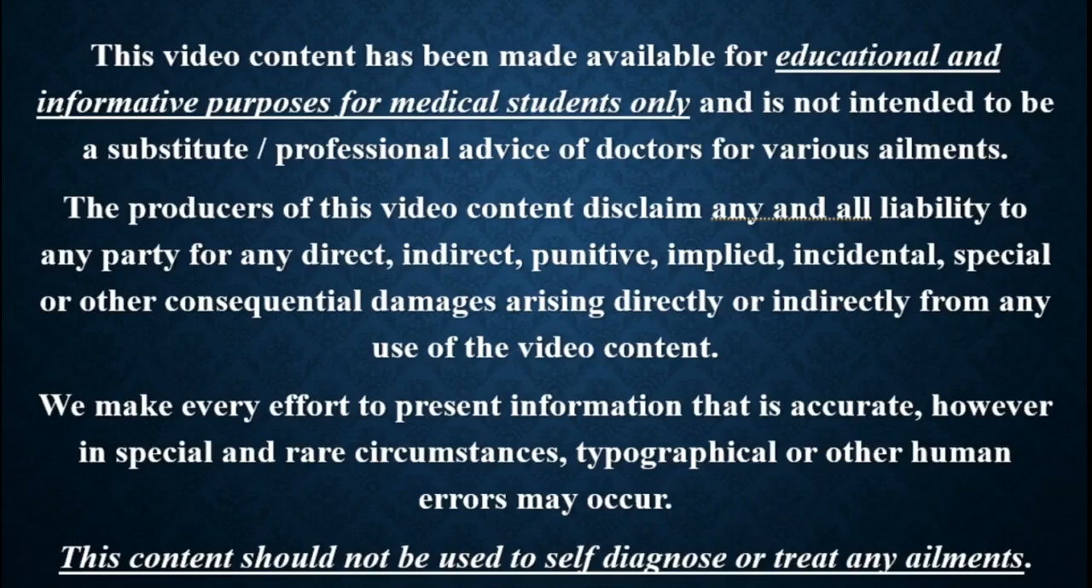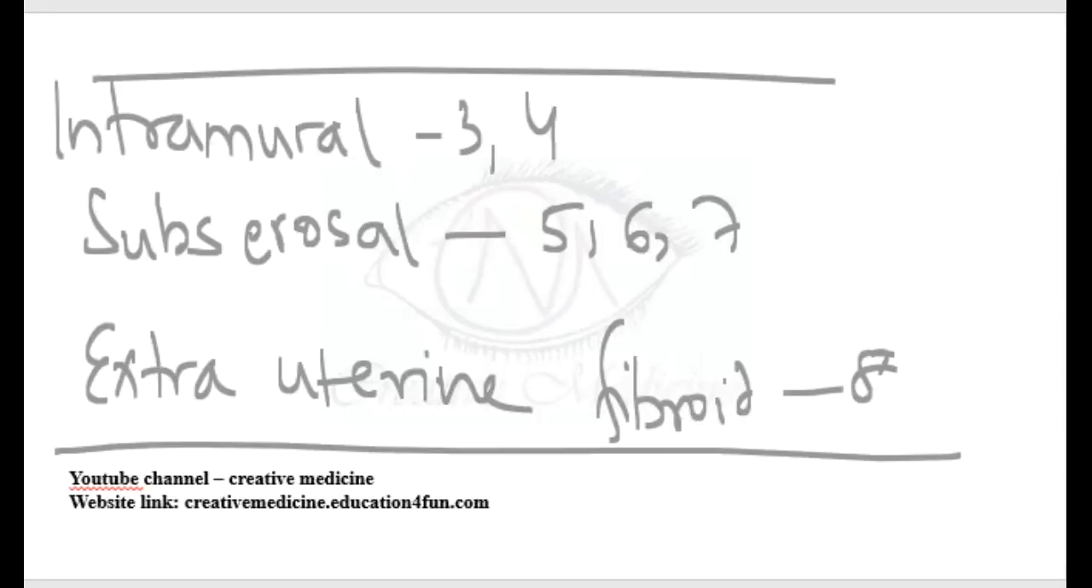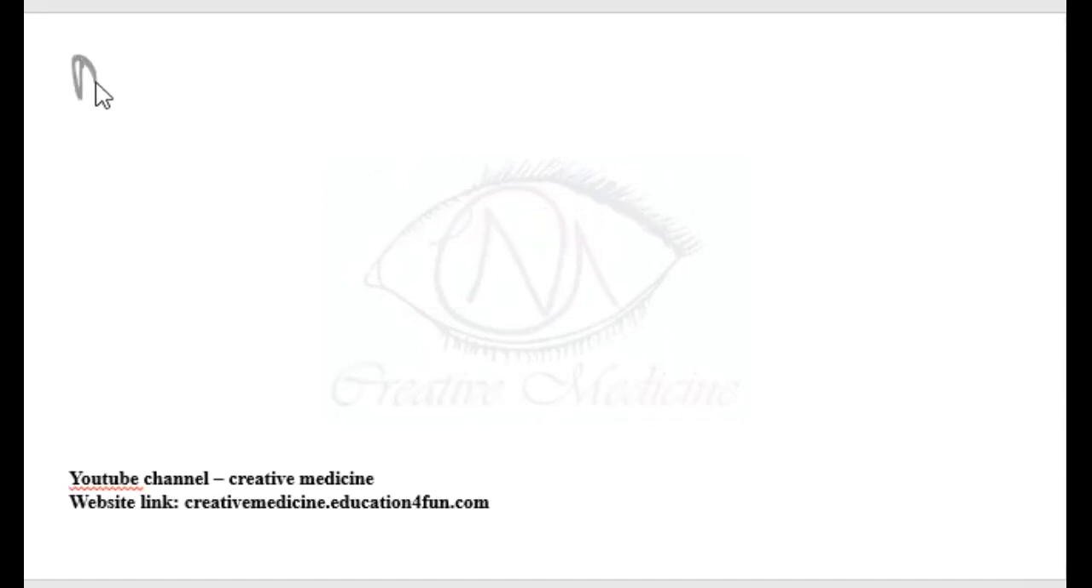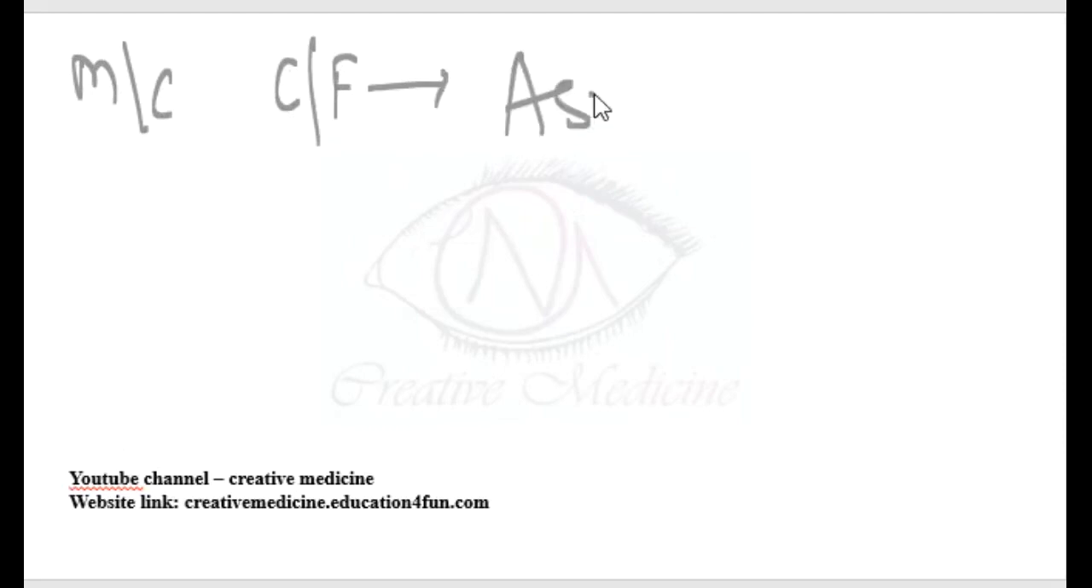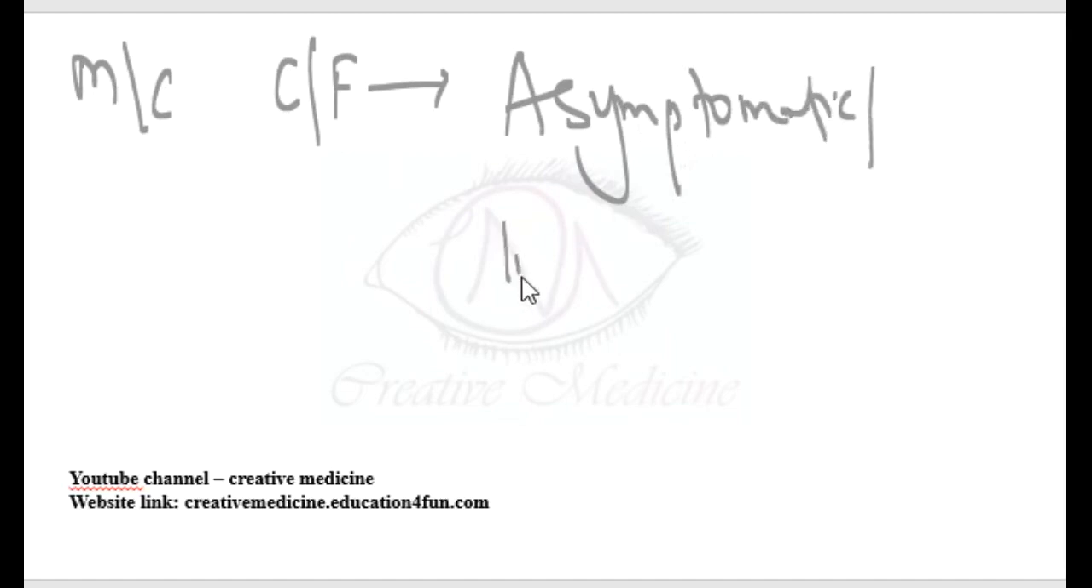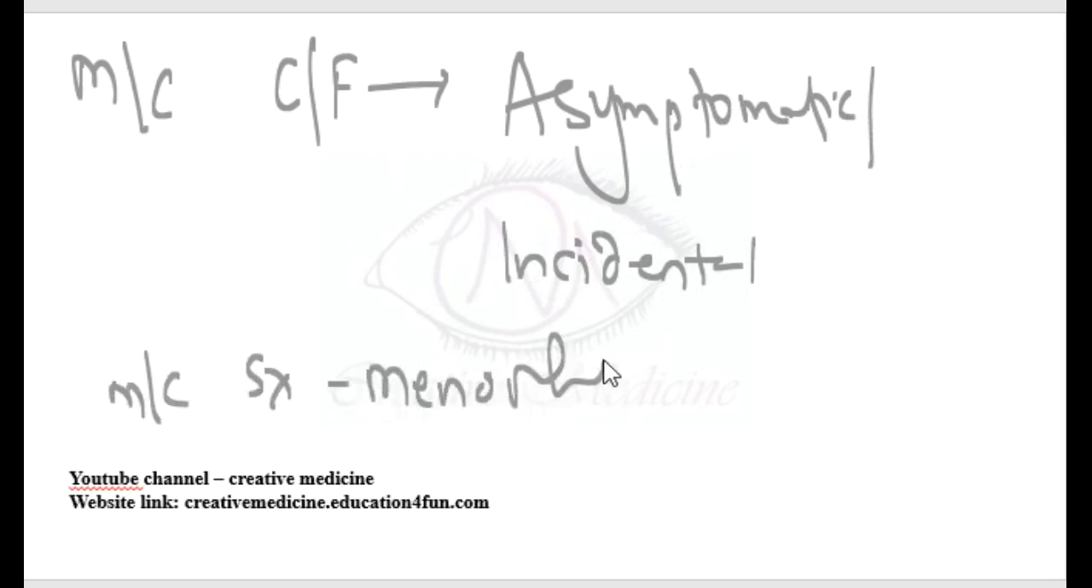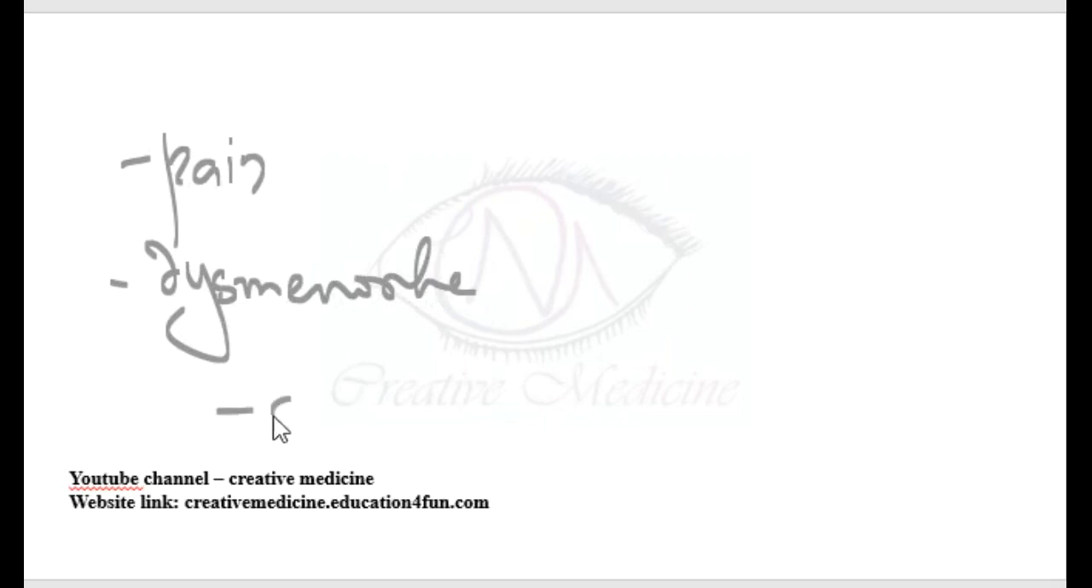In this lecture, we will learn about the presentation of fibroid. The most common presentation of fibroid is an asymptomatic or incidental finding. The most common symptom of fibroid is menorrhagia. In endometriosis, the patient presents with pain, dysmenorrhea, and dyspareunia. In a polyp, the polyp can show irregular bleeding or intermenstrual bleeding.